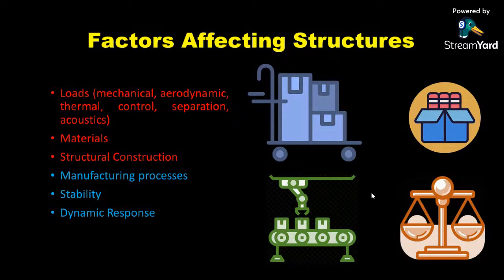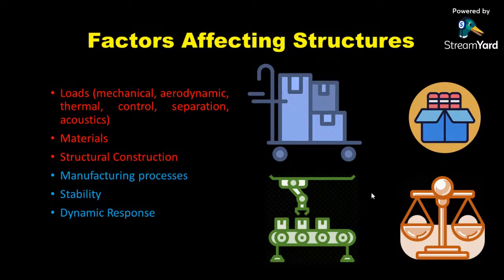Then we come to materials. The materials should be selected in such a way that they are capable of surviving extreme hot or cold temperatures. The stability analysis should also be performed. Stability is the ability of a rocket to keep flying through air pointing in the right direction without wobbling or tumbling.